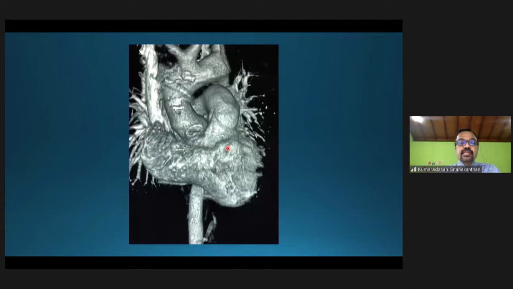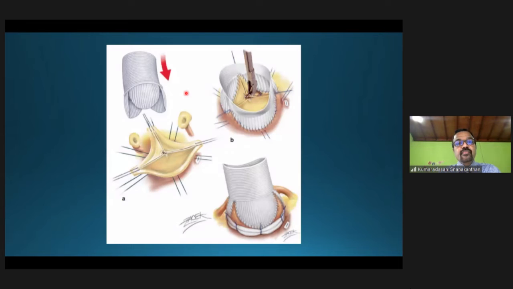And this is a post-operative CT scan where you can see the conduit, how nicely it is. Here you can see the Teflon felt which is around there. And then the valve sparing aortic root replacement, there are 2 types.